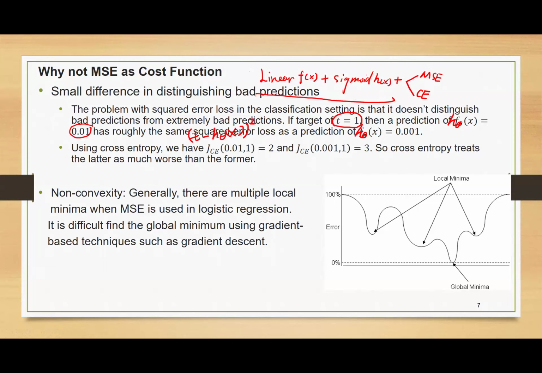So we only have one point here. If h theta x is 0.01 and the t is 1, then we get a loss value of how much? 0.98, I think. Let me calculate. Yeah, 0.98.